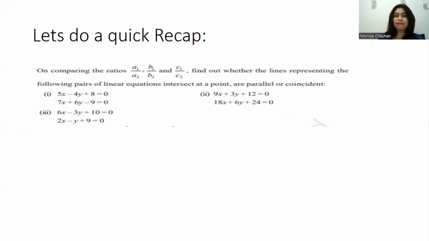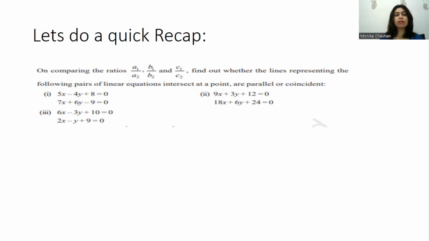So let's see our first equation. Do you remember the conditions we have learned on the ratios of the coefficients? So let's see if you remember it. Here a pair of linear equations is given, and you need to compare the coefficients. a1 upon a2 is nothing but the coefficients of x. b1 upon b2 is nothing but the coefficients of y. And c1 upon c2 is the constant term, a number.